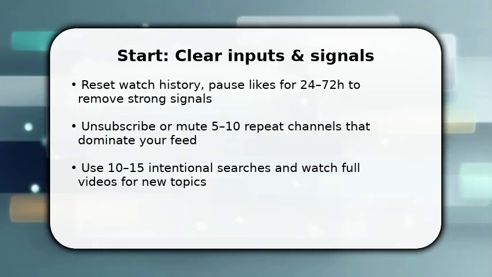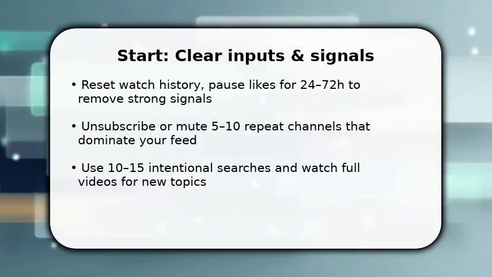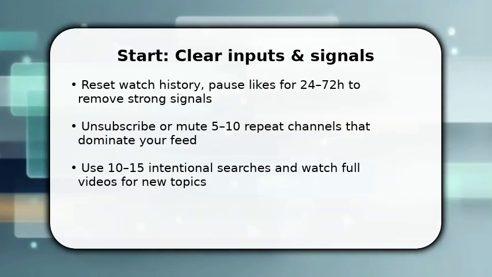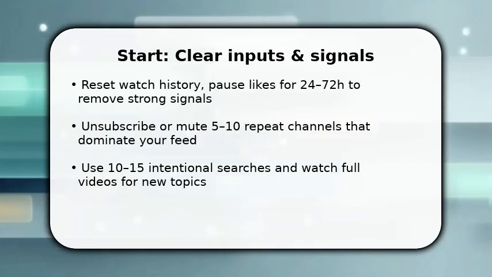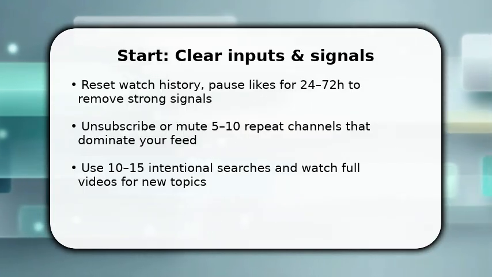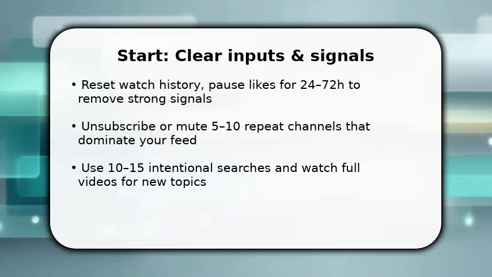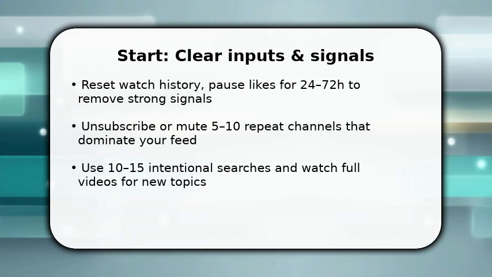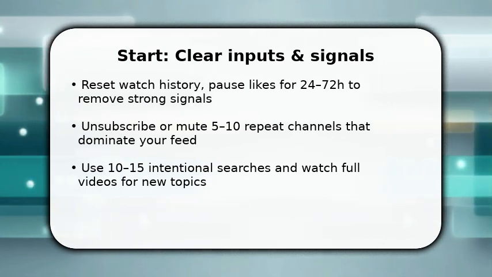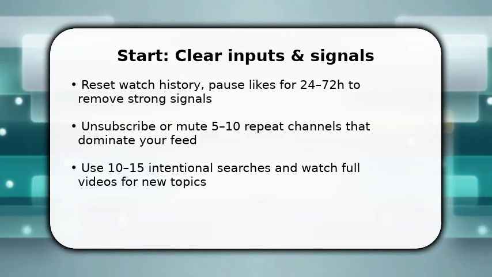You begin by changing the inputs YouTube uses, clear or pause history, and stop rewarding repeat content. Do this now so the algorithm loses its strongest short-term signals. Once done, unsubscribe or mute a handful of channels that dominate your feed. This reduces reinforcement. Then perform 10 to 15 deliberate searches and watch the target videos fully to send fresh, intense signals. This combination of removing old signals and injecting clear new ones starts steering recommendations toward what you want.